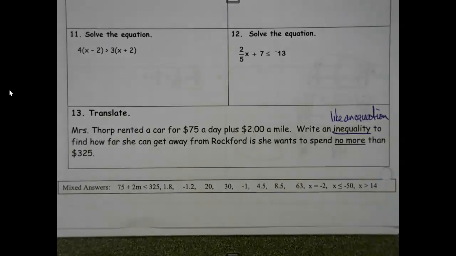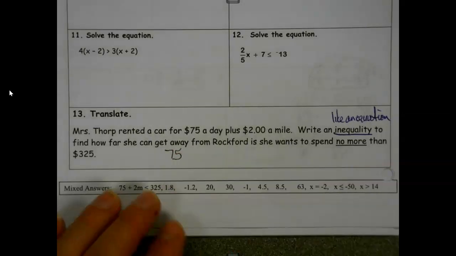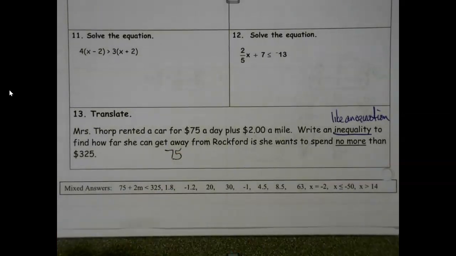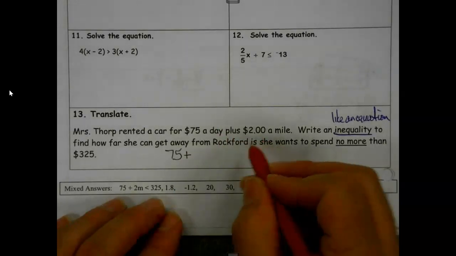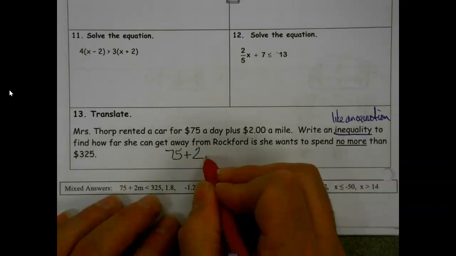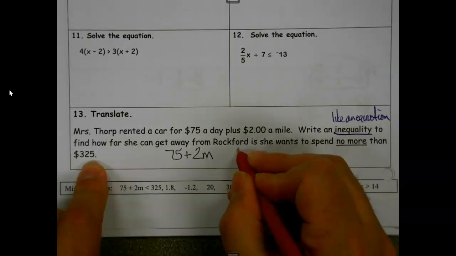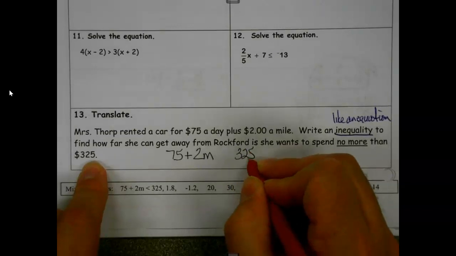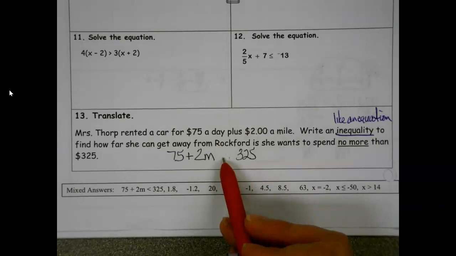So I look, and I'm like, all right. She's going to spend $75 a day plus $2 per mile. So for every mile she's driving, we're having to pay. For the day, I don't have to do that. I know I want 325 at the end, but I know this isn't an equation, so I can't just put equals. If it said equation, I would.